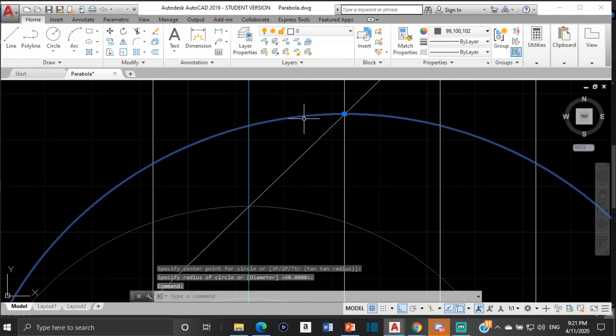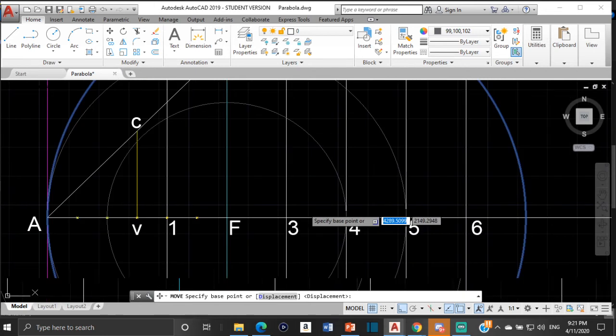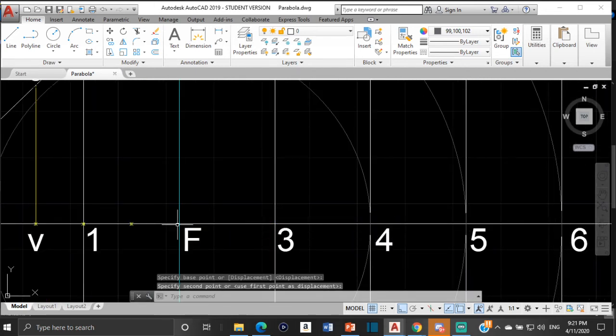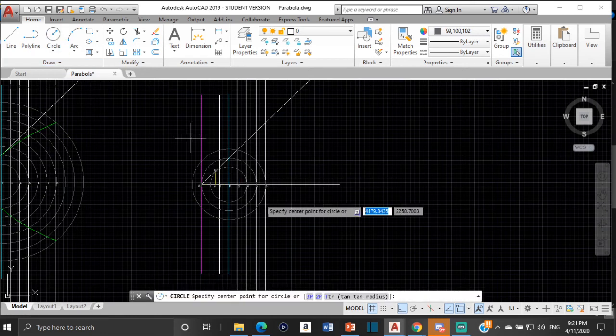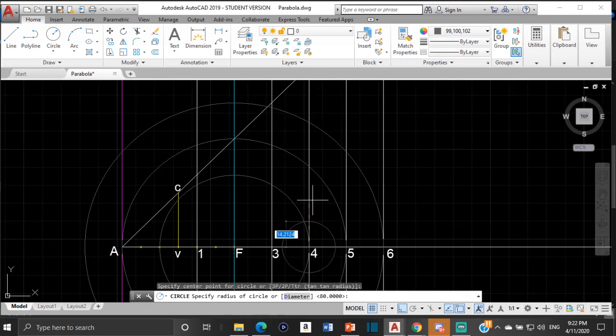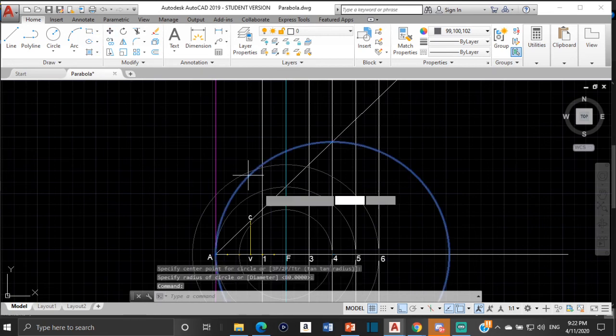Alright, then I'm going to click on that line and move that line from 3 to F. Alright, I'm going to click on a circle again. I'm going to go to point 4, click right there, bring my circle up here where this line from 4 meets the diagonal line, and then I'm going to move that circle from 4 to F.